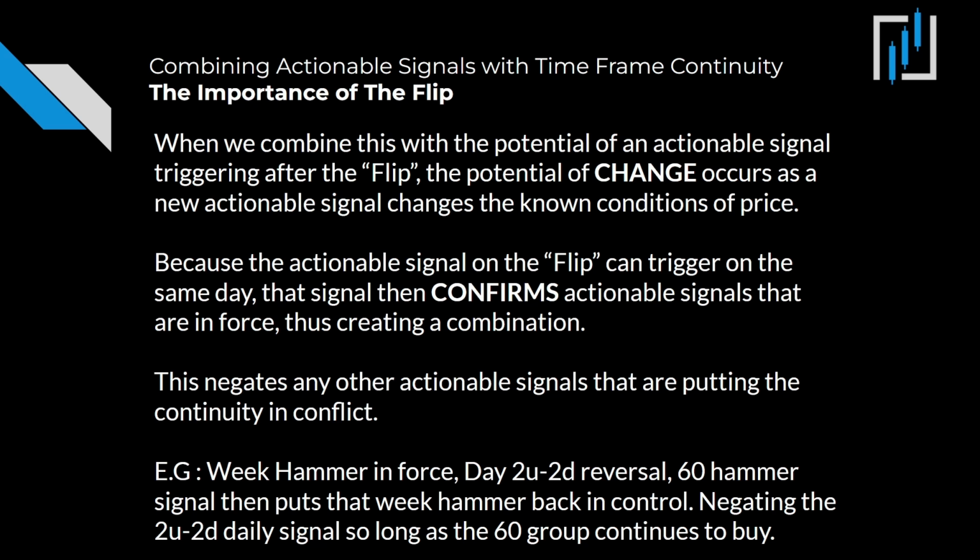For example, the weak hammer is in force. The day is a 2 up, 2 down reversal. And then a 60-minute hammer signal forms and then goes in force. That would put the weak hammer back in control, so long as the weak hammer is still in force. And that would negate the 2 up, 2 down signal, so long as the 60 group continues to buy.